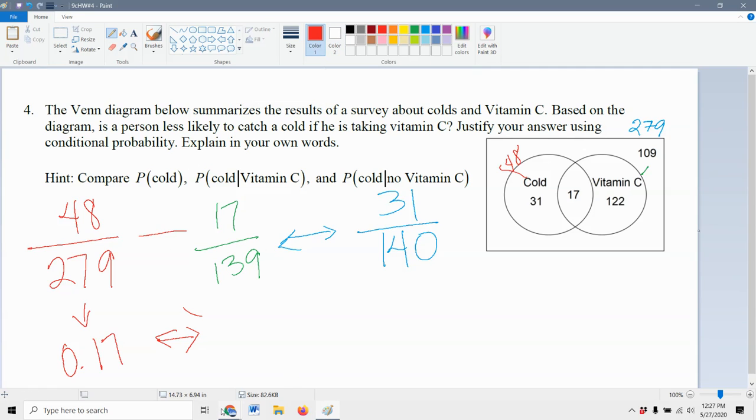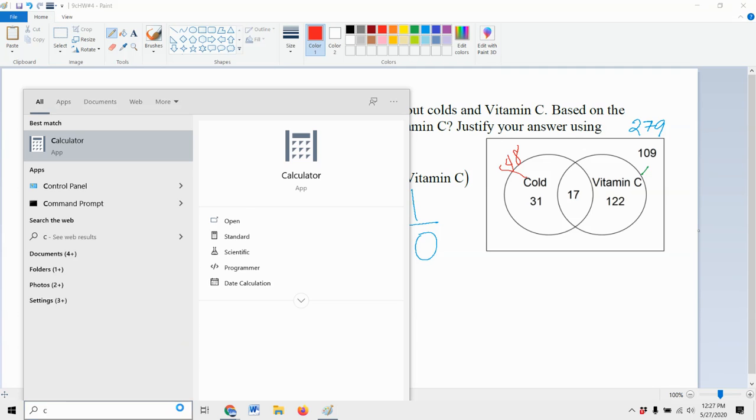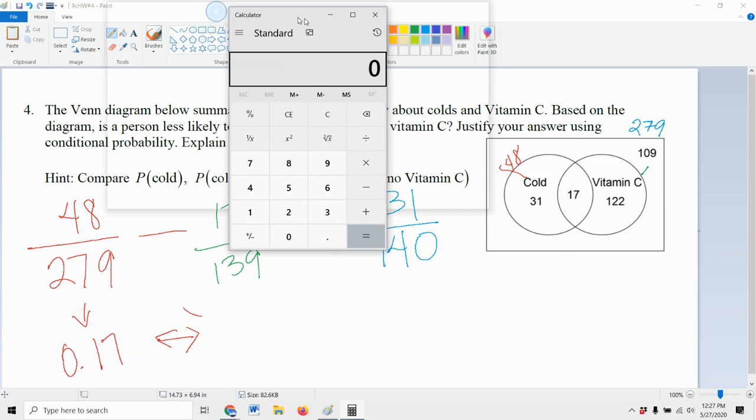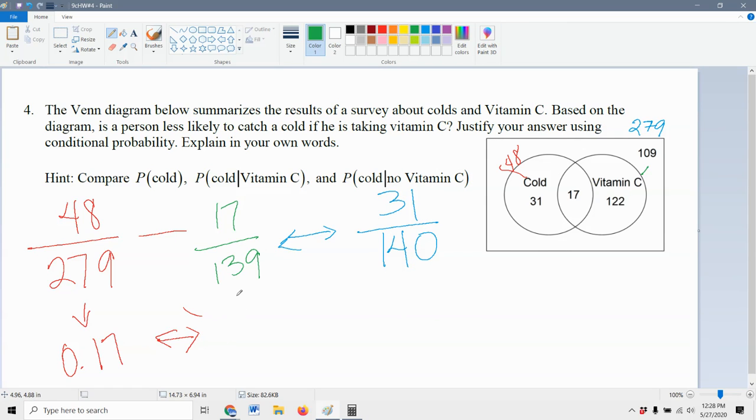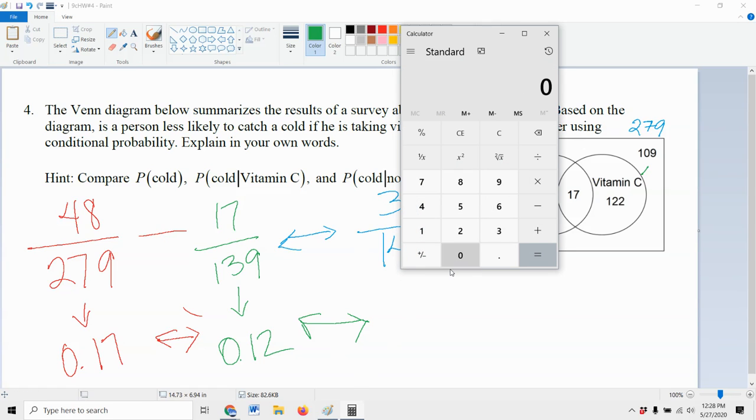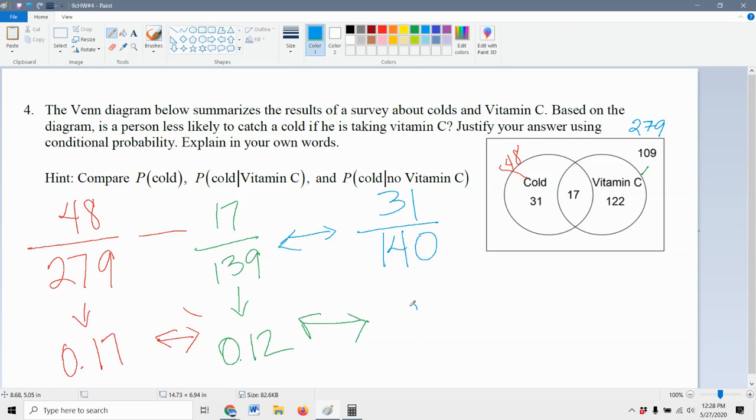And now we're going to compare this to the decimal we get here. So what would that be? Well, let's get our calculator back. And that would be 17 divided by 139, which is going to give us 0.12. All right, 0.12. Okay, now we're going to compare that to the decimal we get here, which is going to be 31 divided by 140, which will give us 0.22. 0.22.